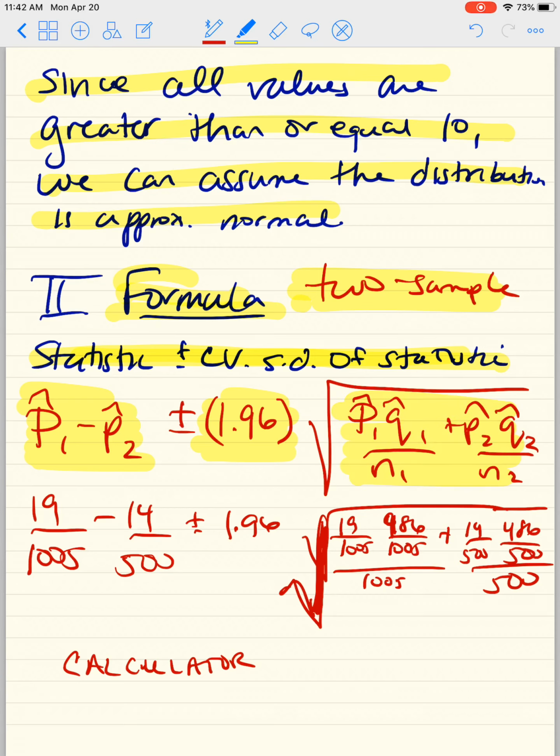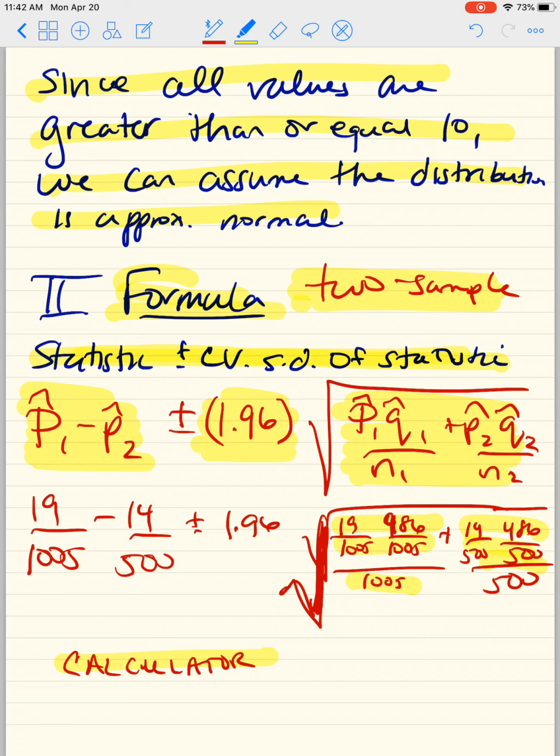It's going to say on your formula sheet the square root of p1 times 1 minus p1 over n1, plus p2 times 1 minus p2 over n2. That's the same thing as what we call q. So I put this here. You have to set up the mechanics: 19 out of 1,005, 14 out of 500, plus or minus 1.96, and then we put this here. Remember that p's and q's are all fractions or decimals. Then we're going to use our calculator.